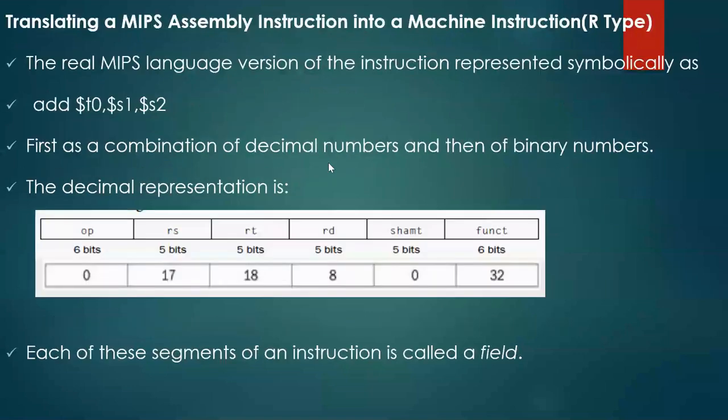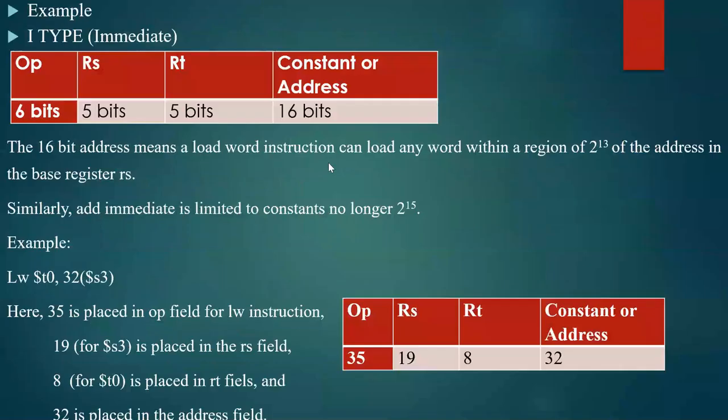Okay, so this is about the R type. Next we are going to discuss the I type. What is the I type instruction? Here, in the I type instruction, you are going to have mainly four fields. One is the opcode, next is the RS, that is the first source, then RT, the second register, and then you're going to have a constant or address. Opcode is 6 bits, RS and RT are 5 bits each, and the constant or address is 16 bits. Okay, so this is the normal I type.